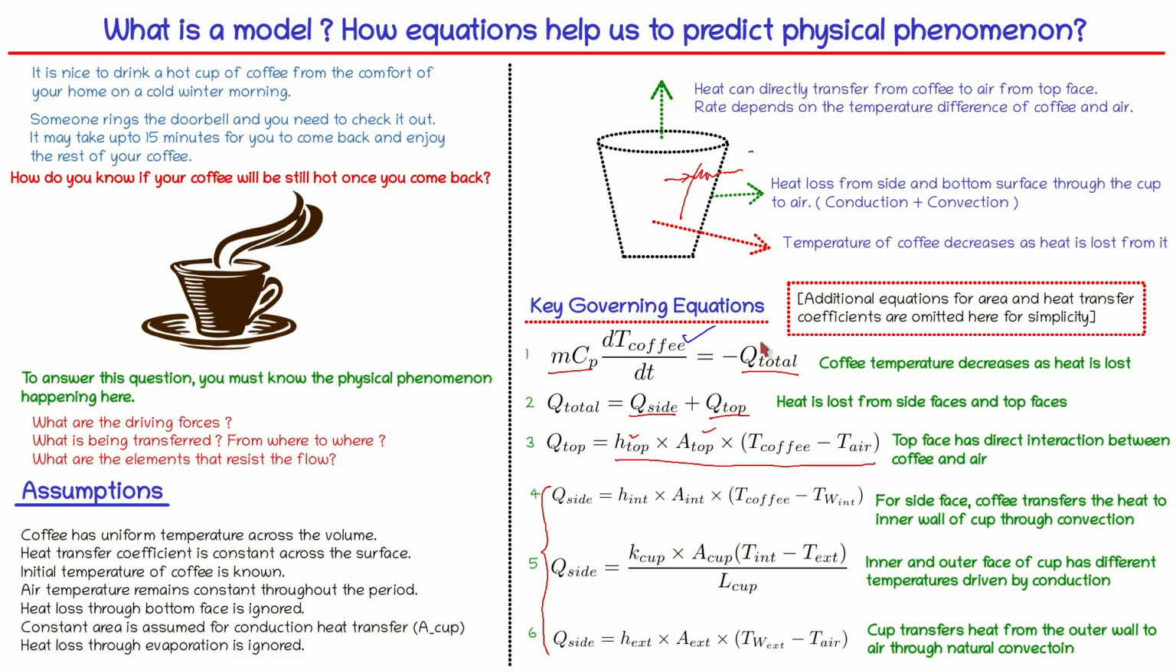Then we do not know what the Q total is. We do not know that. Now again, if you don't know the Q total, parallelly we do not know what the Q side and Q top are. So we have 4 unknowns here.